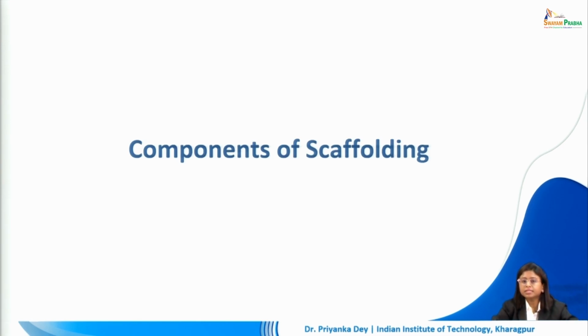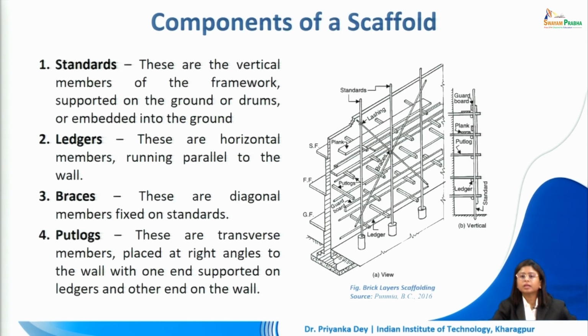Before we start learning about the different types of scaffolding, let's first see what are the component parts that are joined together to create this type of temporary structure. So the first member that we use in scaffolding is called standards. Standards are the vertical members, as one can see, I am highlighting in the figure. These vertical members are called standards, and they are forming the main supporting framework on which everything else will be fixed.